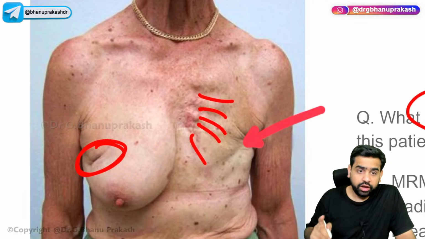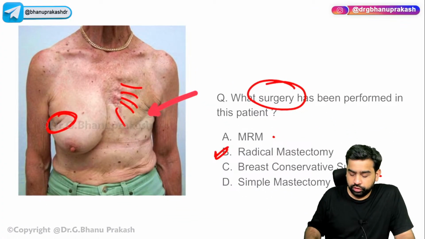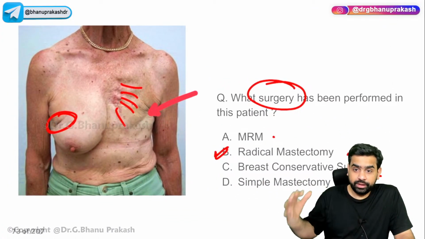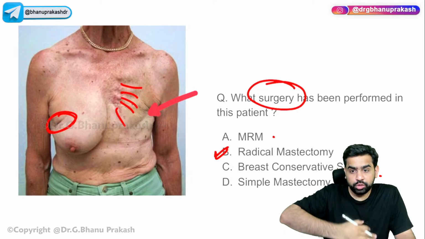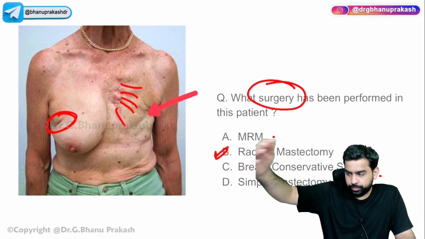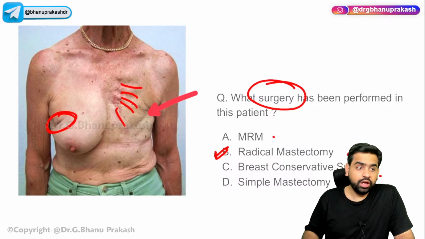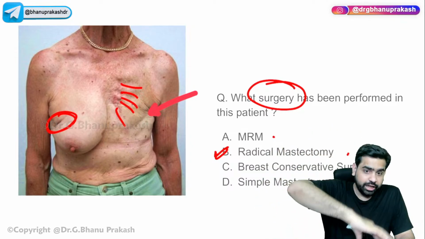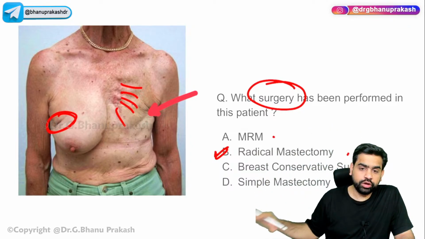So this is the scar for the breast conservative surgery. This is a very good description of an image which is trying to tell you how much medical science has advanced over the period of the last 10, 15, 20 years. Earlier we used to do the radical mastectomy, and now we are shifting towards the breast conservative surgery. Okay, so that is what you need to understand.